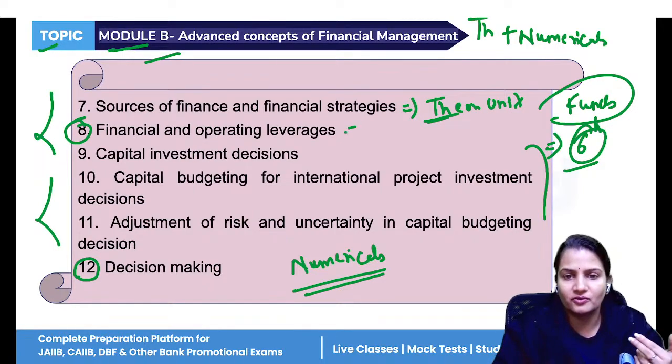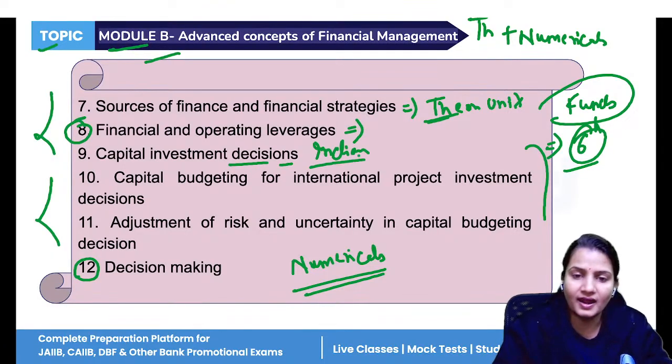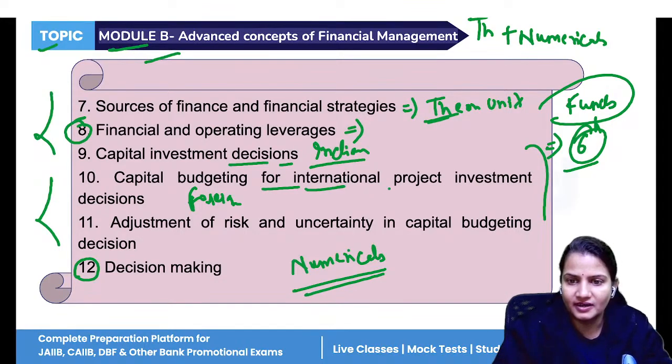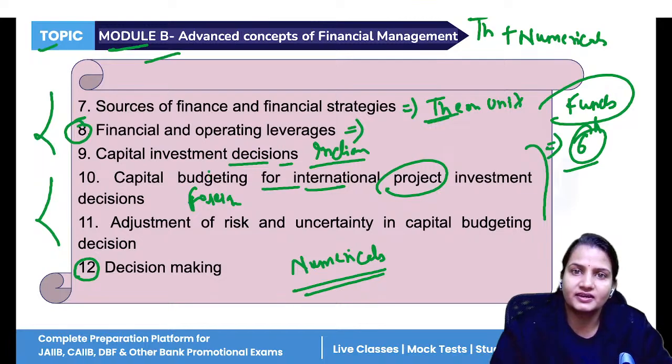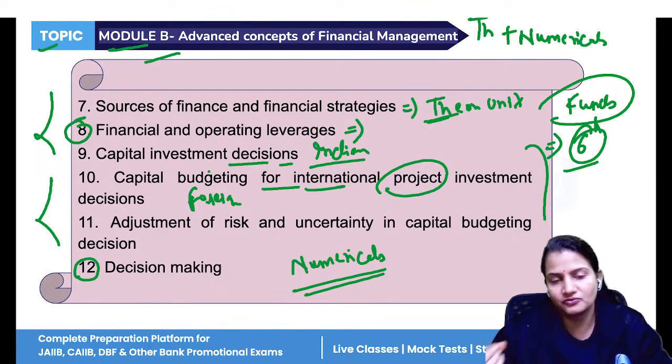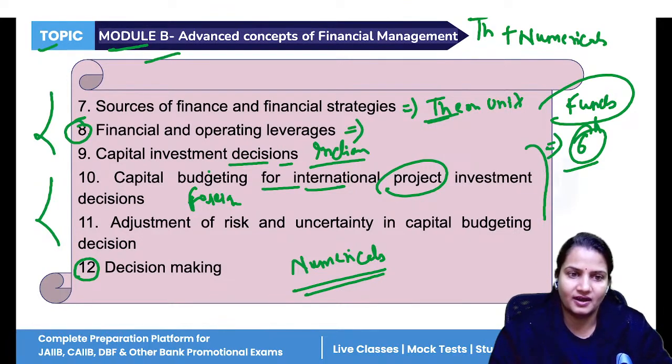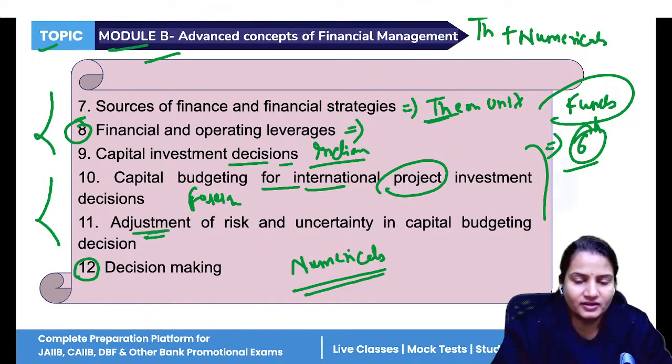So unit number 8 is all about leverage. Three types of leverage we have: operating, financial, and combined leverage. Then capital investment decisions. So in an Indian project, if you are investing, how will you make a decision for that project? This is for an Indian project. And if you are making a decision for your foreign project, then it becomes capital budgeting for international project. If you are investing in any foreign country's project, you have to face different types of risk. There are different types of uncertainties that will arise. So how will you adjust for that? This is what we will study in unit number 11.